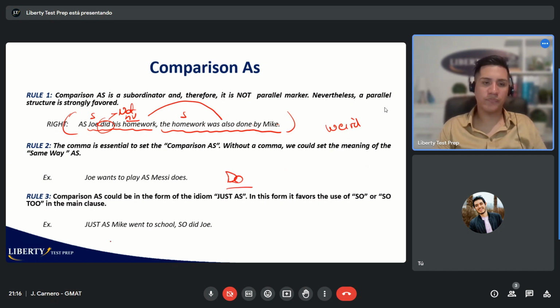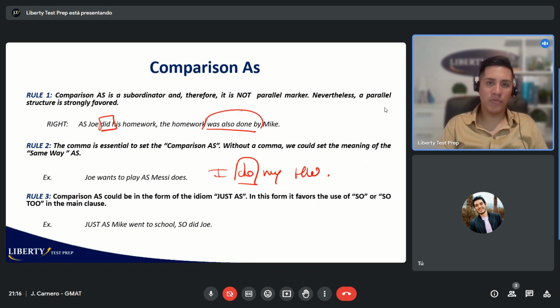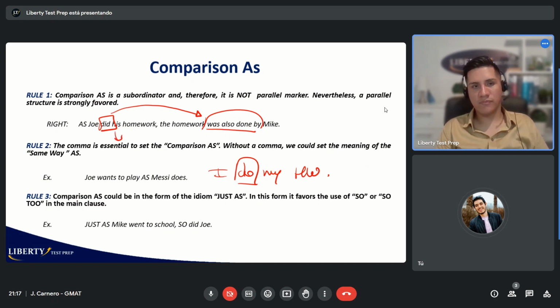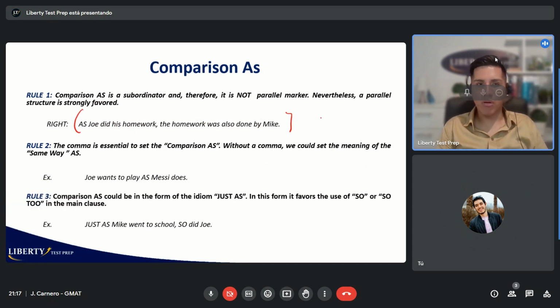They're using verbs. So if I say "I do my homework", is that a helping verb? No, just a verb, an action, right? So if it was a helping verb, you would say this is wrong because it's trying to replace "was". This "did" is not trying to replace anything. It's just an action. Okay, that's a difference. So that's fine. That's not a problem.